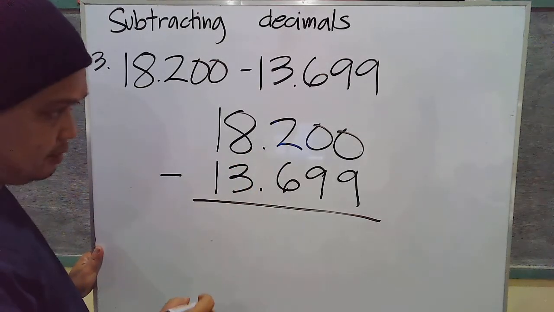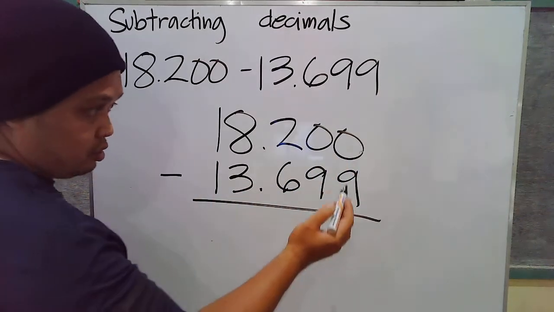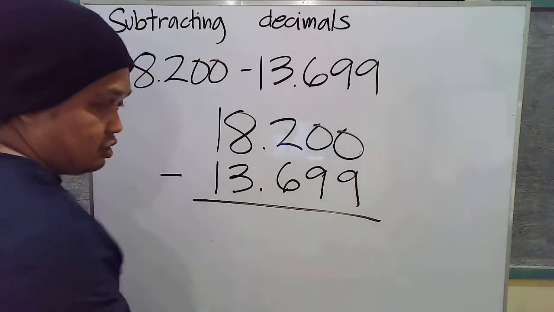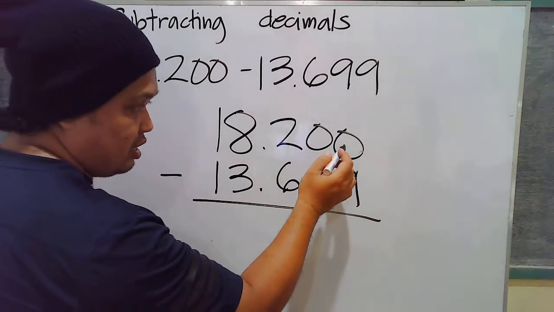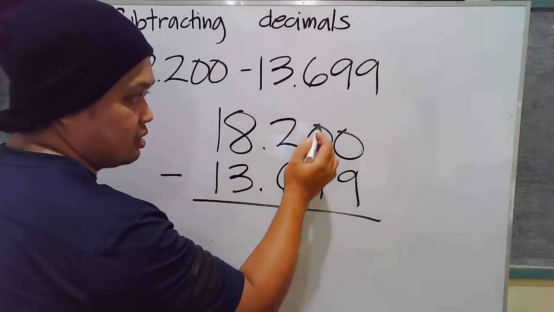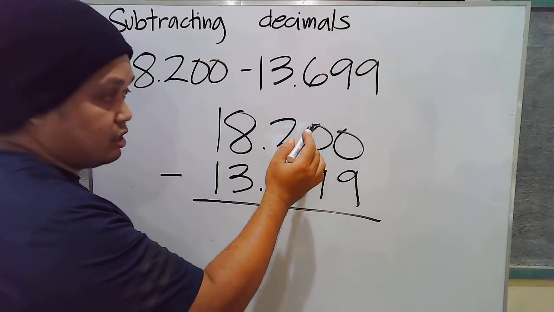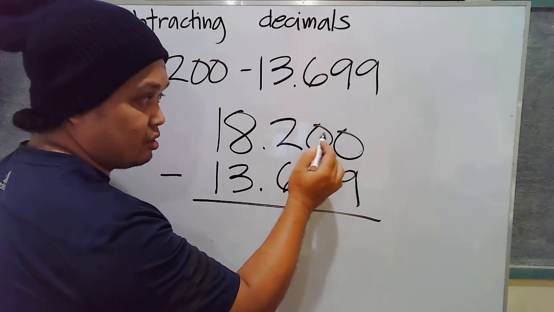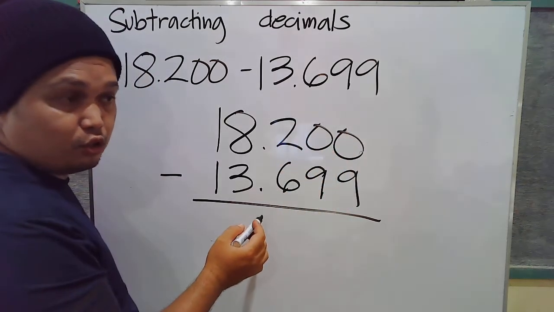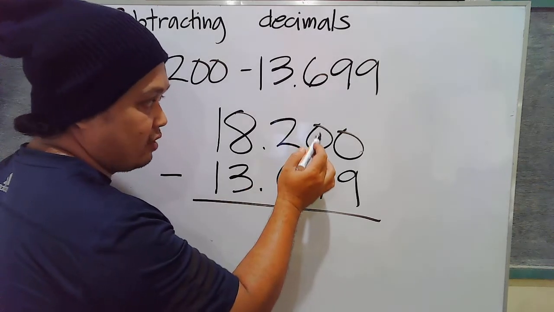We can now subtract. So let's start. Now 0 minus 9 cannot be, because 9 is greater than 0. So what are we going to do is that 0 here is going to borrow from 0 here. But of course, 0 cannot borrow from 0 here because it has no value. So what will happen is that 0 here is going to borrow 1 from 2.